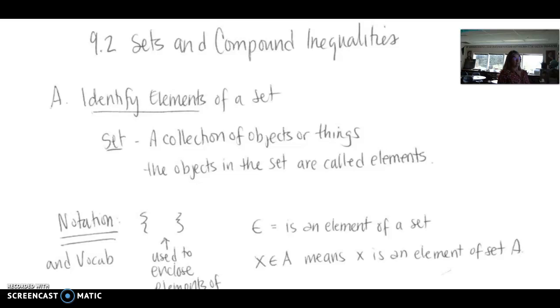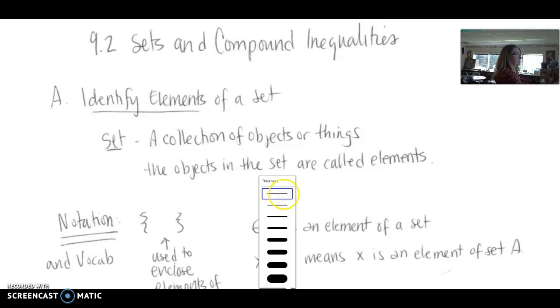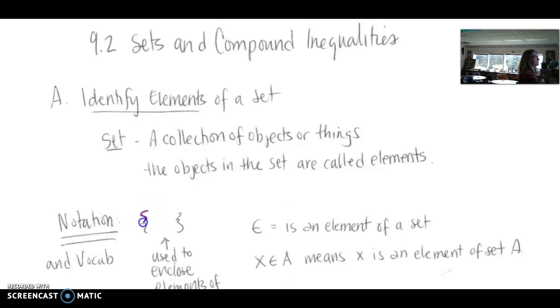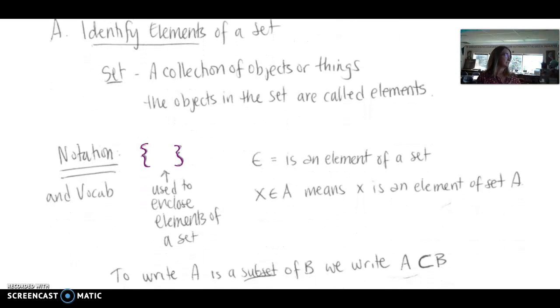So the first part is identifying elements of a set. A set is just a collection of objects or things, and each object within the set is called an element. The notation for a set looks like this: the elements within a set are surrounded by these fancy brackets. Those fancy brackets are used to enclose elements of a set.